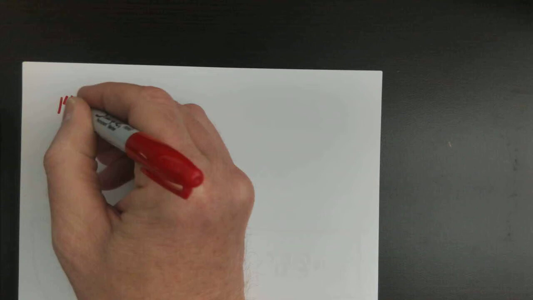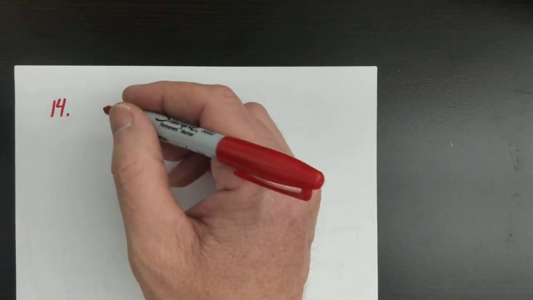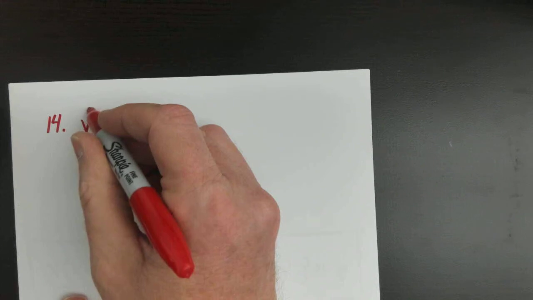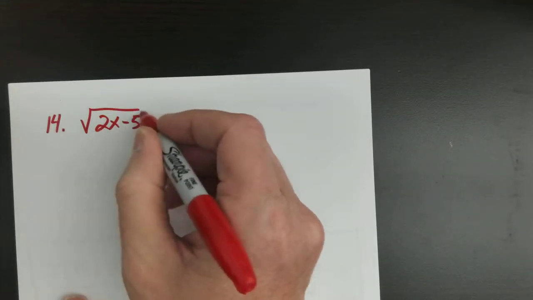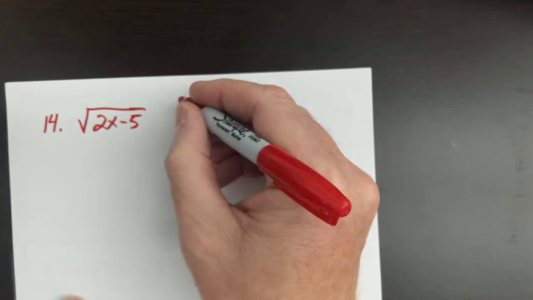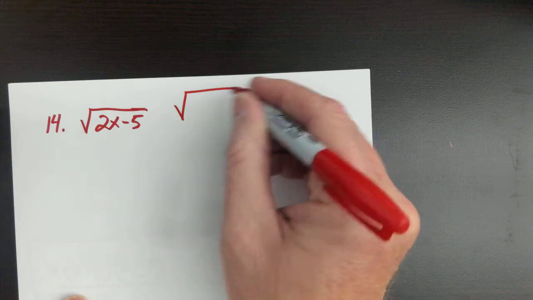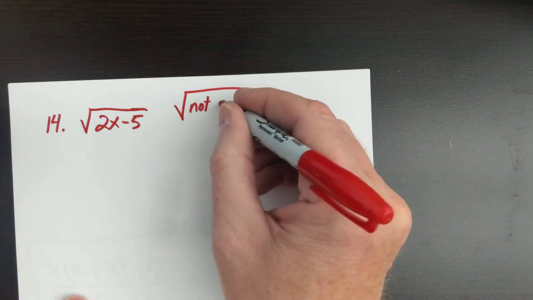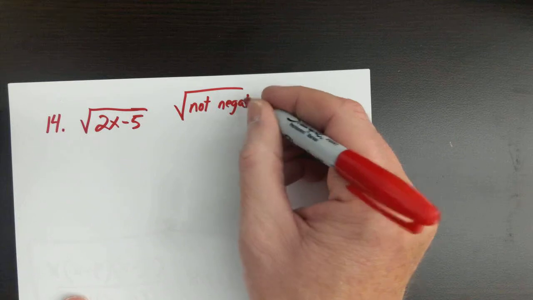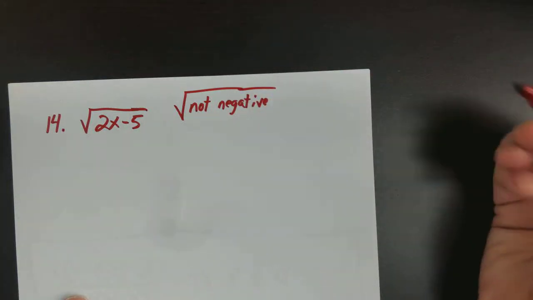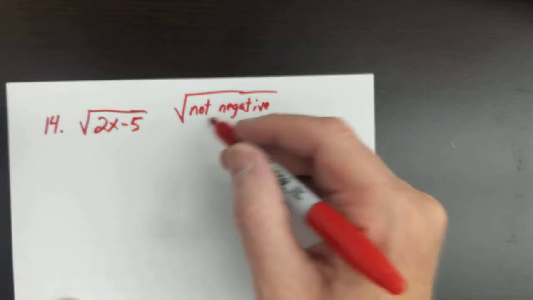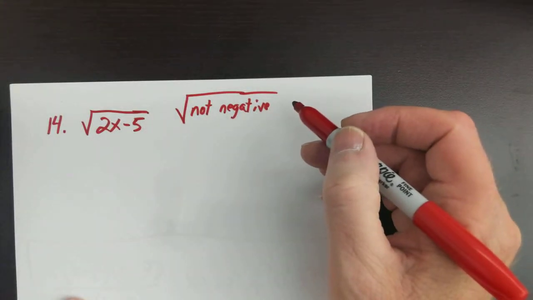I do want to do, let's say, number 14, because that is a square root function. Square root of 2x minus 5. Now, you've got to make sure that what is under the radical is not negative. It can be 0. 0 is okay under the radical. Square root of 0 is 0. That's an answer. But square root of a negative is not real. It's not a real number.